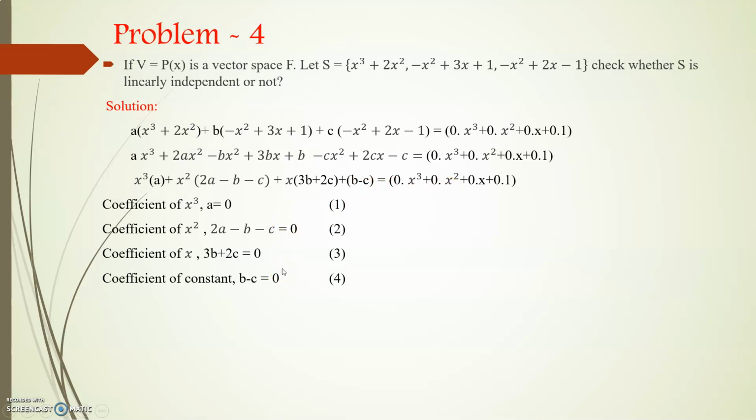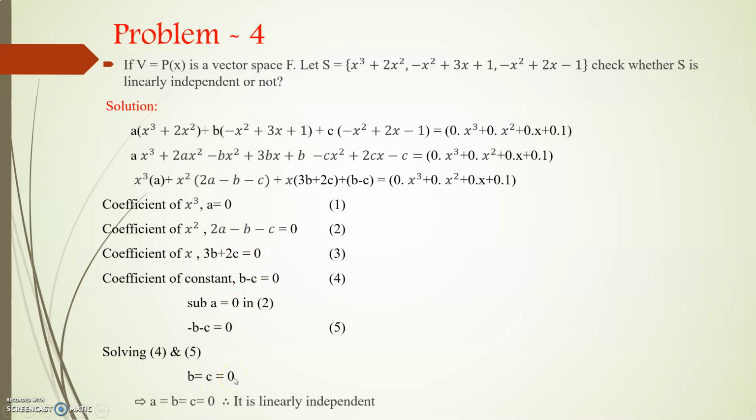Already we know that a = 0. Substituting a = 0 in equation 2, we get −b − c = 0. Now solving equations 4 and 5, we get b = 0 and c = 0. Already we got a = 0, so a = 0, b = 0, c = 0. Therefore all the scalars are equal to 0, and therefore it is linearly independent.